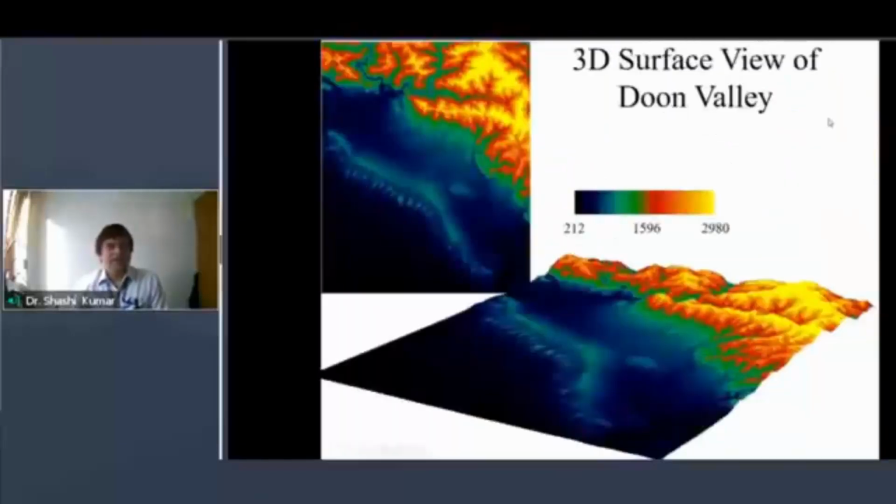Like again, this is the 3D structural view of the Doon Valley. So the Shivalik range and the higher Himalaya range could be easily seen here according to their elevation values.